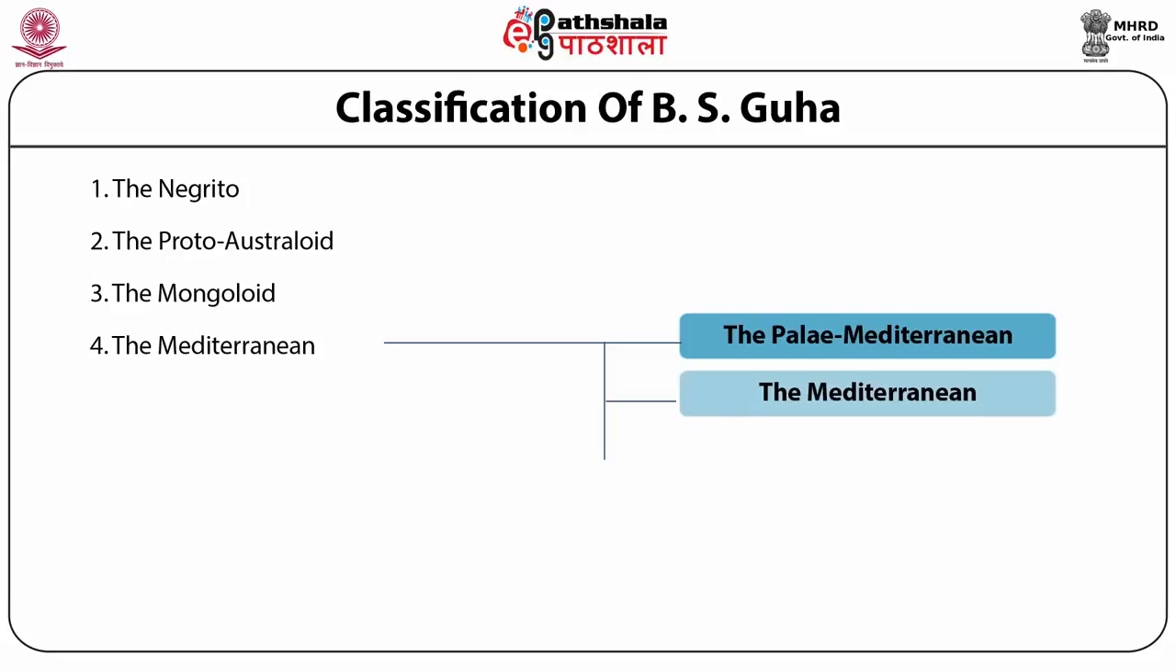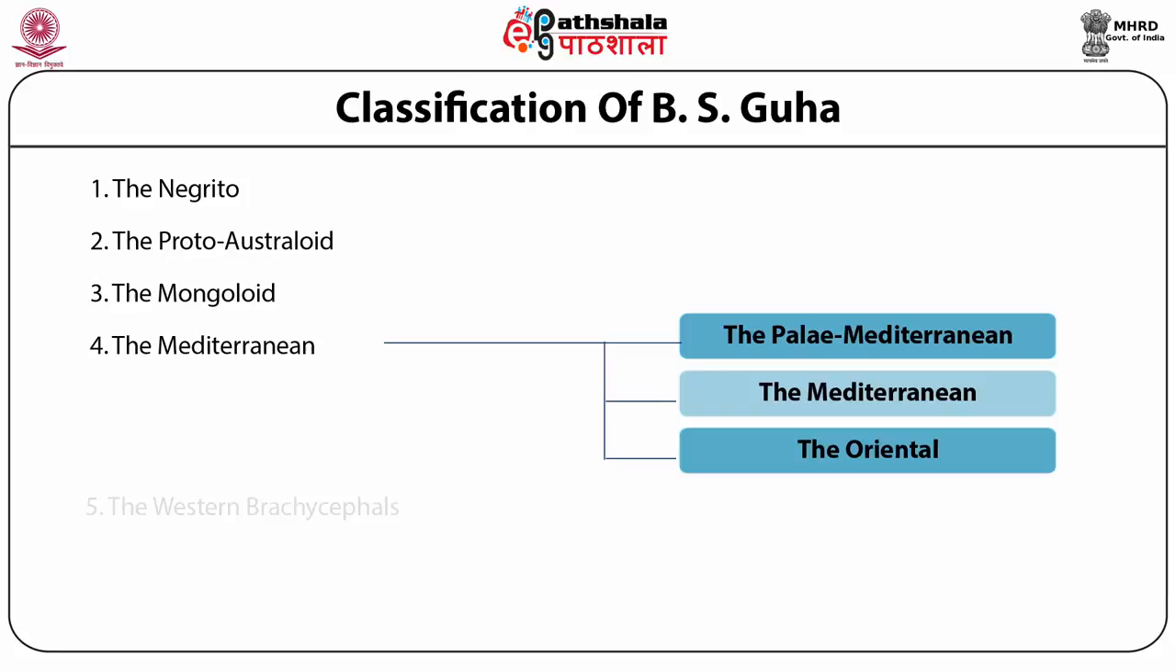Next is the Mediterranean. They are characterized by long head and arched forehead, long face, narrow and prominent nose, tall to medium stature, light skin color. This type was responsible for the building up of Indus Valley civilization. Next is the Oriental. They closely resemble the Mediterranean in almost all the characters except the nose, which is long and convex in the former.